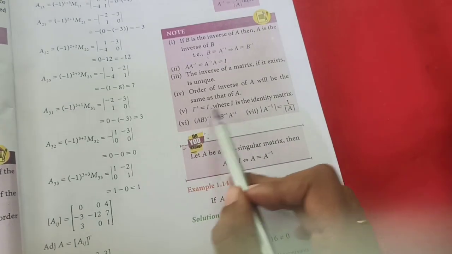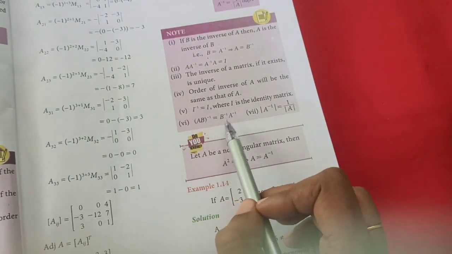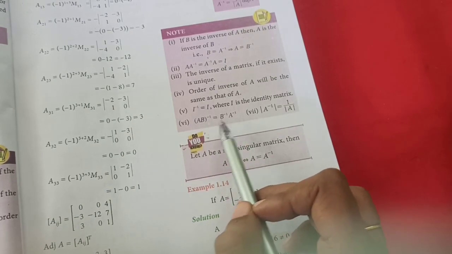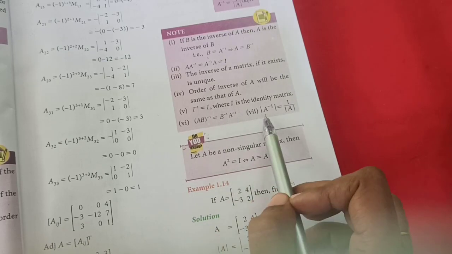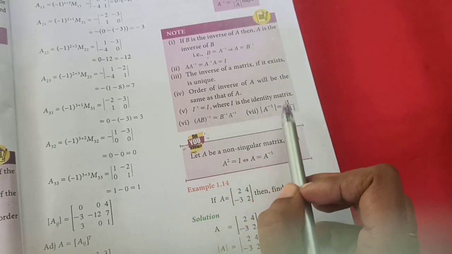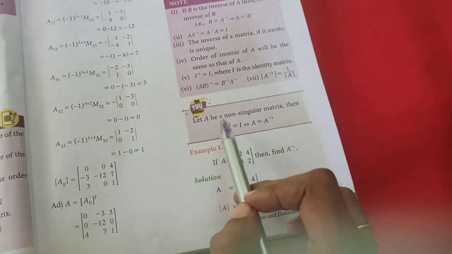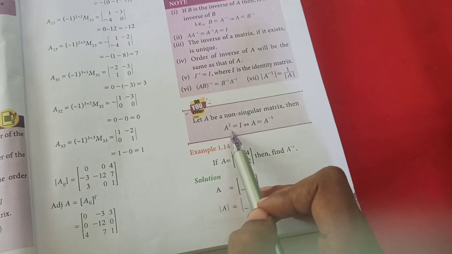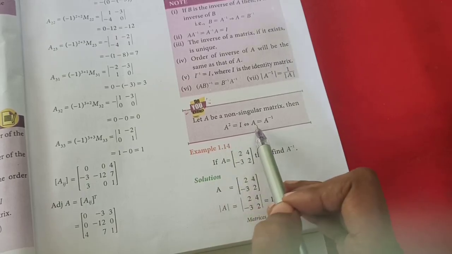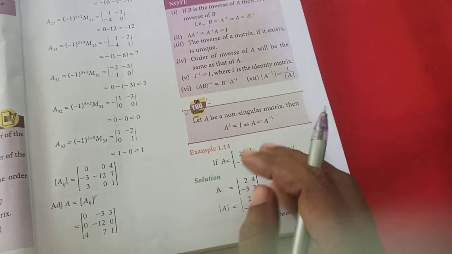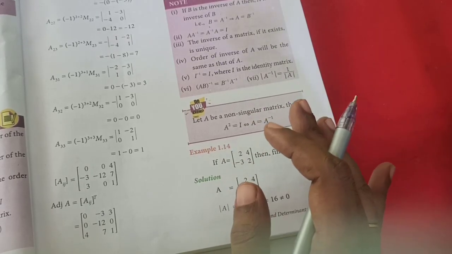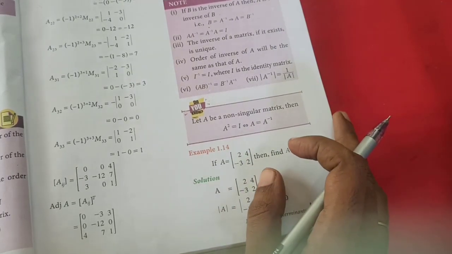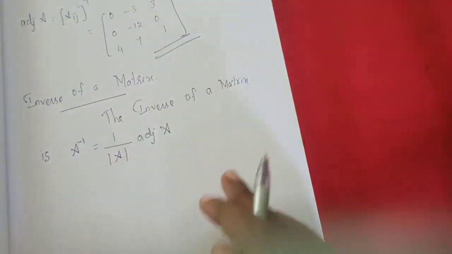All these things we will prove afterwards. AB the whole inverse is equal to B inverse into A inverse. If you find B inverse and A inverse separately and multiply them, you get the same answer as AB the whole inverse. Then determinant of A inverse is equal to 1 by determinant of A. If A is a non-singular matrix, A square equals I if and only if A equals A inverse. Sometimes they ask these in one word, but otherwise they are not important. If needed, I will explain later when teaching problems. Just go through this, no need to take it down in your notes.